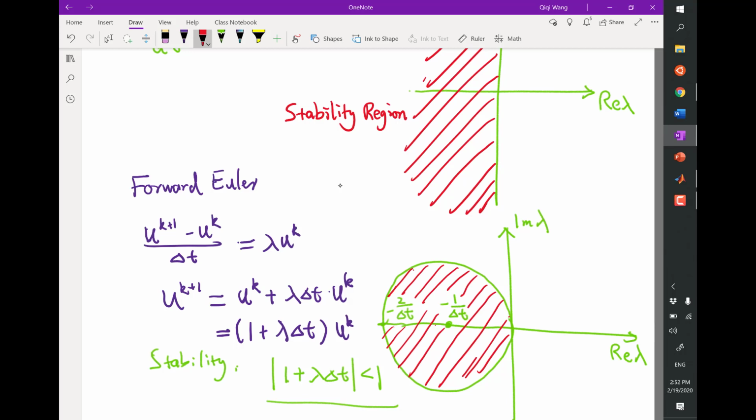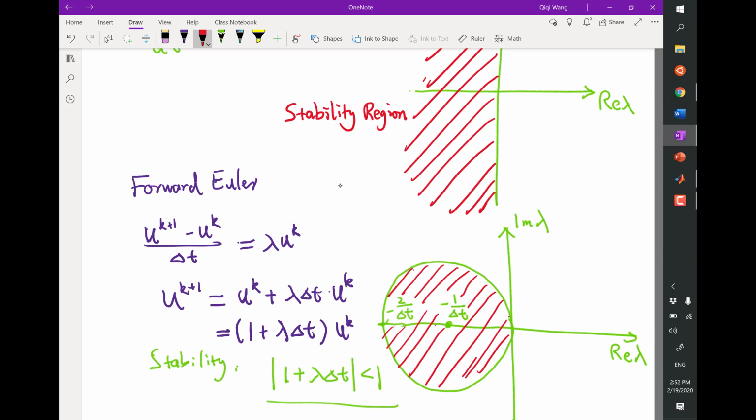So in conclusion, forward Euler has a stability region that does not extend to negative infinity, like the original differential equation. And how much does it extend? It depends on delta t. If delta t is small, it extends further. If delta t is large, it doesn't extend as much.